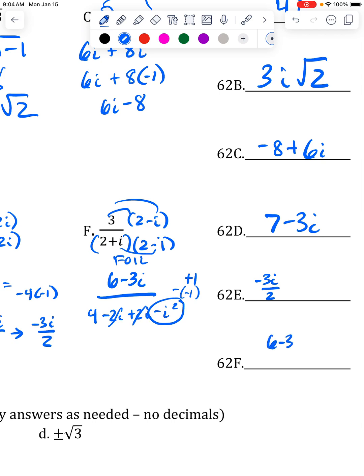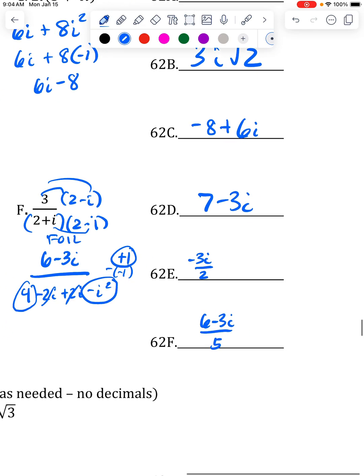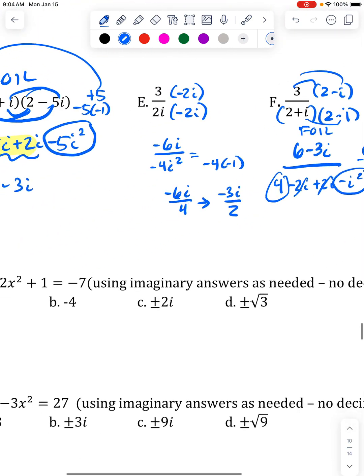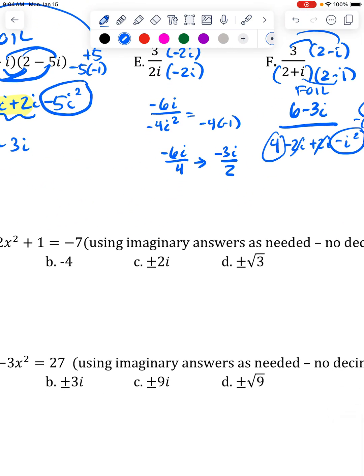So in the end, I have my 6 minus 3i on the top, and 4 over here plus 1 gives me a 5 on the bottom. And then you can separate it, because technically you have your real part minus, in this case, your imaginary part. So on the test, it'll be multiple choice, and you'll have to be able to match to however the answer is written.